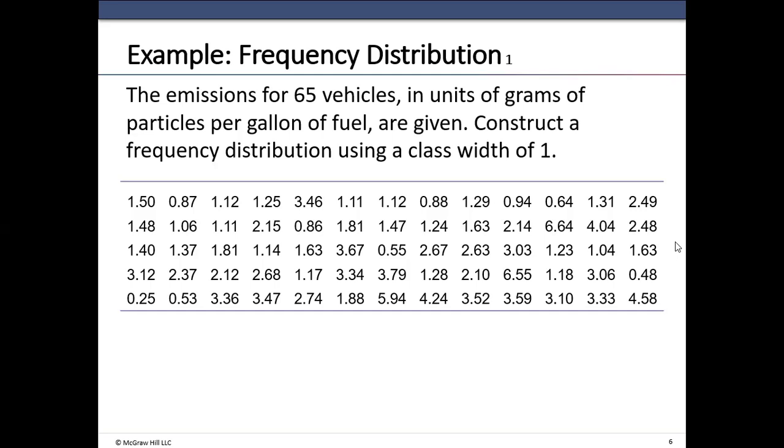Now, first we will look for the lowest value in this data set. And I believe if you look carefully in the last row, the fifth row, the first data point is 0.25. That is the lowest. And similarly, we look for the highest. The highest is occurring in the fourth row, the one before the last row, somewhere towards the right side, and it is 6.55.